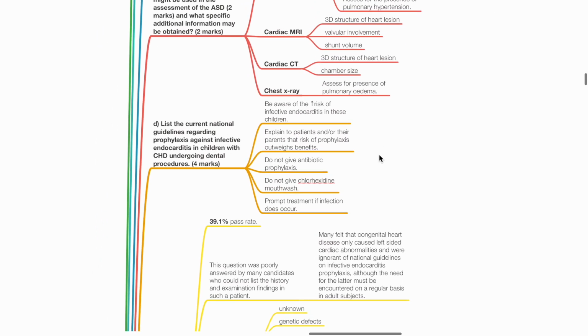D. List the current national guidelines regarding prophylaxis against infective endocarditis in children with congenital heart disease undergoing dental procedures. Be aware of the increased risk of IE in these children. Explain to patients and parents regarding risk of prophylaxis outweighs benefits. Do not give antibiotic prophylaxis. Do not give chlorhexidine mouthwash. Prompt treatment if infection does occur.